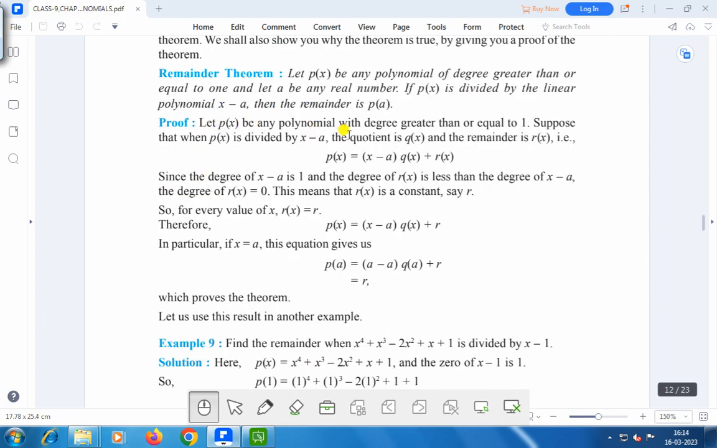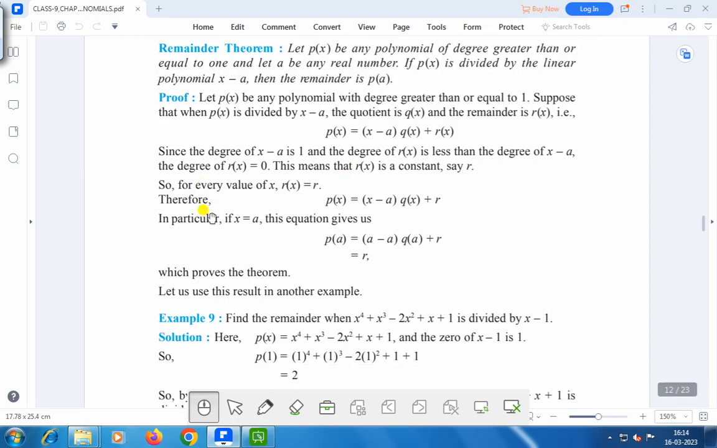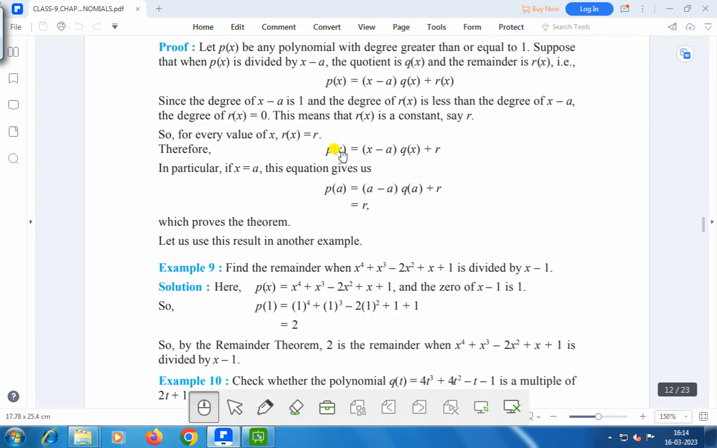Let p(x) be any polynomial with degree greater than or equal to 1. Suppose that when p(x) is divided by x - a, the quotient is q(x) and the remainder is r(x), that is p(x) = (x - a)q(x) + r(x). Since the degree of x - a is 1 and the degree of r(x) is less than the degree of x - a, the degree of r(x) is 0. This means that r(x) is a constant, say r. For every value of x, r(x) = r. Therefore, p(x) = (x - a)q(x) + r. In particular, if x = a, this equation gives us p(a) = (a - a)q(a) + r, that is p(a) = r, which proves the theorem.